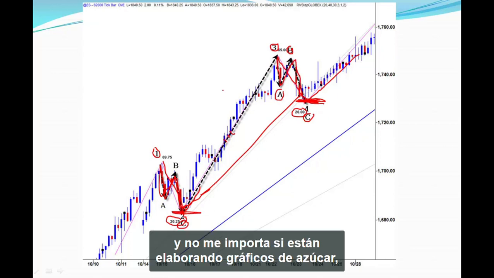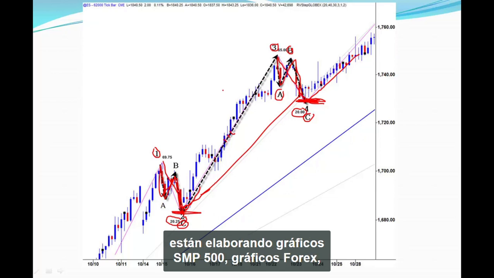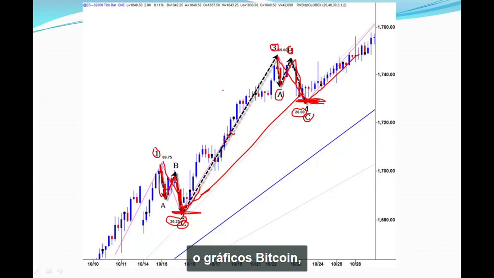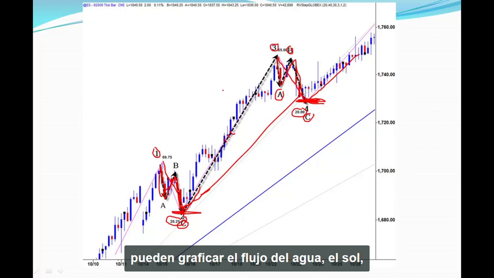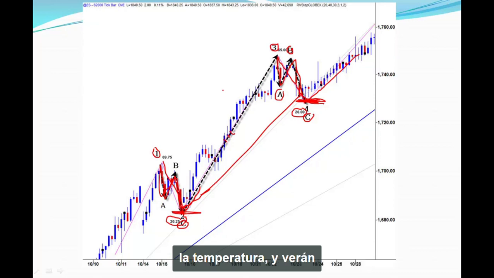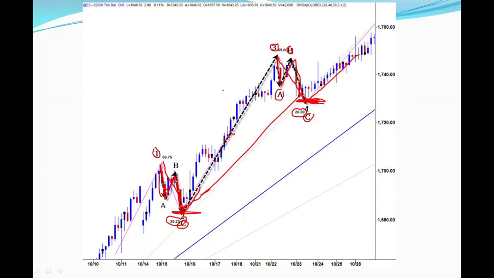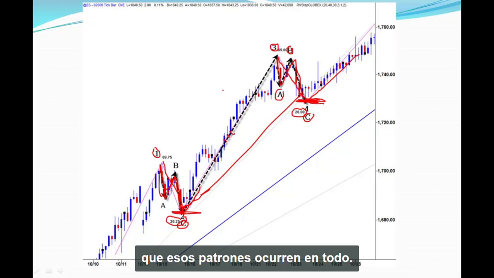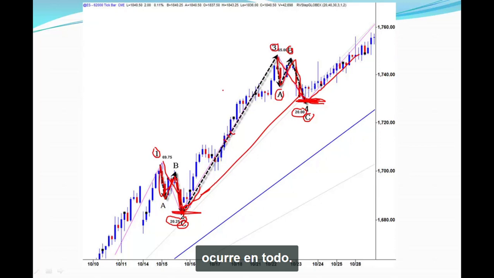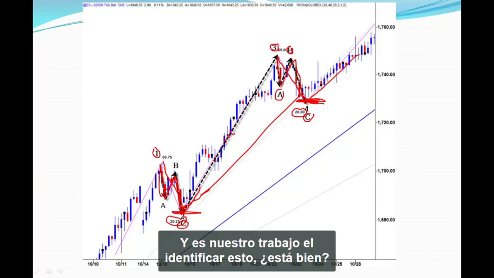And I don't care if you're charting sugar, you're charting the S&P 500, you're charting Forex, or you're charting Bitcoin. All right, and Bitcoin has charts. Patterns are patterns of patterns. You can chart the flow of water, the sun, the temperature, and you'll see that chart patterns occur in anything. I don't care what you're doing. It occurs in everything. And it's just our job to identify this. Okay?